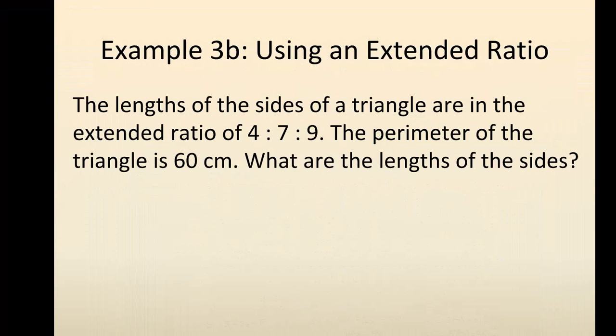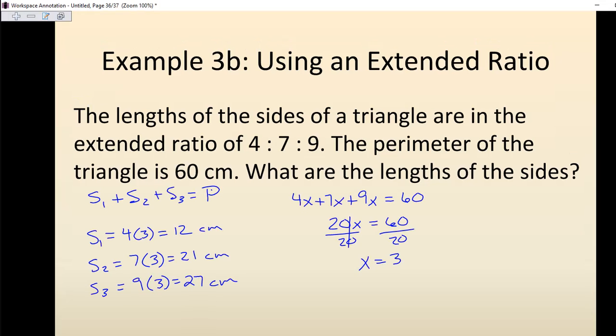All right, so let's take a look at this one. The lengths of the sides of a triangle are in the extended ratio of 4 to 7 to 9. The perimeter of the triangle is 60 centimeters. What are the lengths of the sides? So try this one, pause the video, come back and check your answer when you're done.